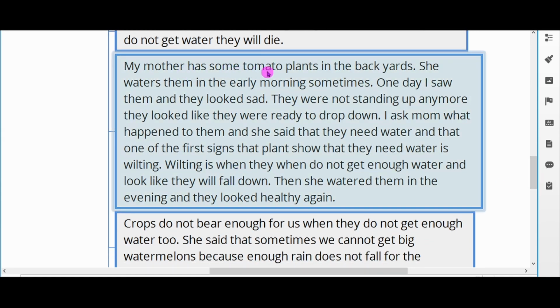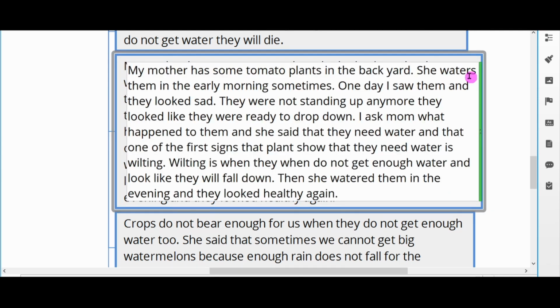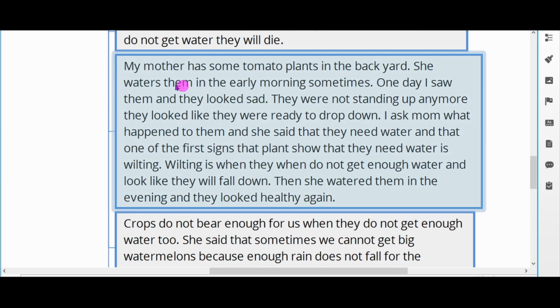My mother has some tomato plants in the backyard. Okay, yard. My mother has some tomato plants in the backyard. She waters them in the early mornings sometimes. One day I saw them and they looked sad. They were not standing up anymore. They looked like they were ready to drop down.